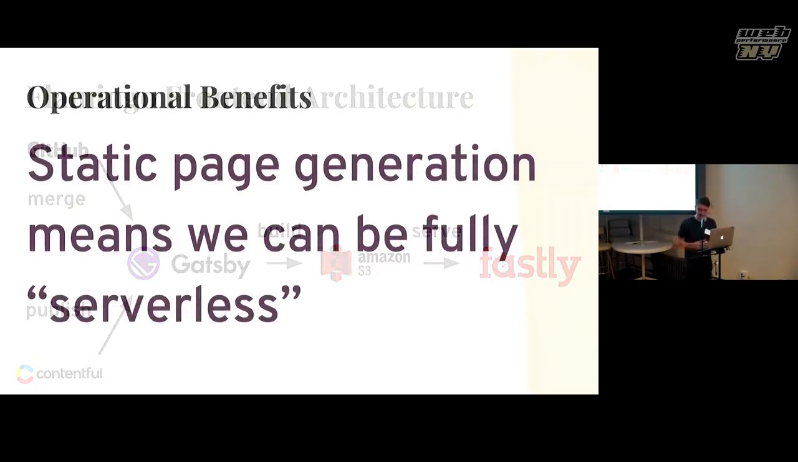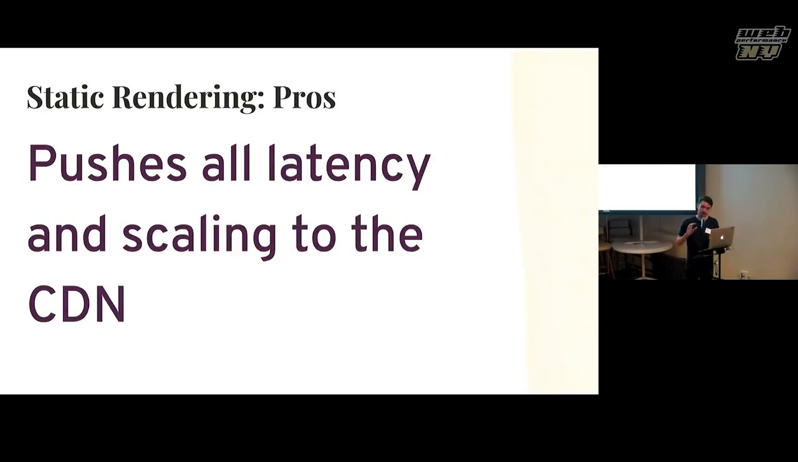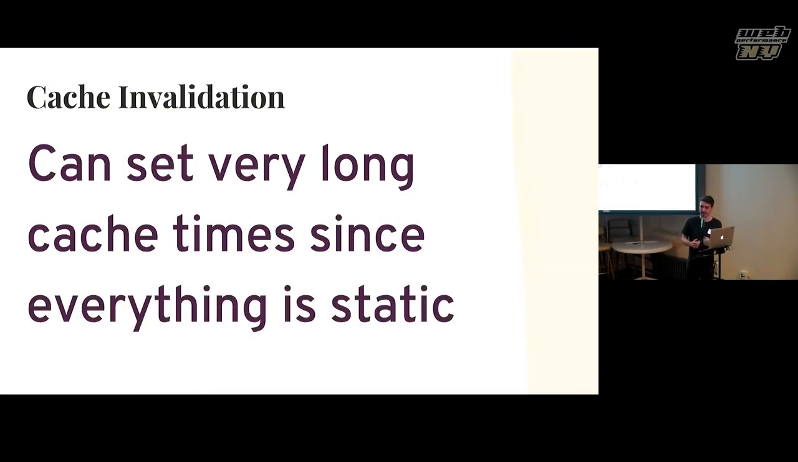And so you'll notice we don't have any servers that we're managing in this process. We've pushed all of our latency and scaling and serving concerns onto Fastly, which is our CDN, which is what CDNs are made to do, is just serve things really quickly, all over the world. It's kind of the best, and we don't have to really worry about it.